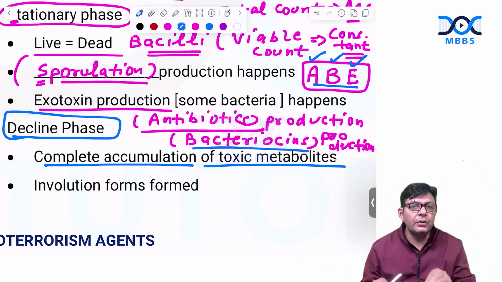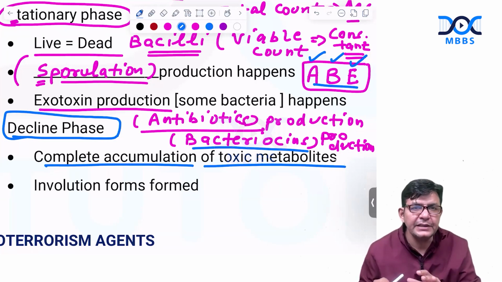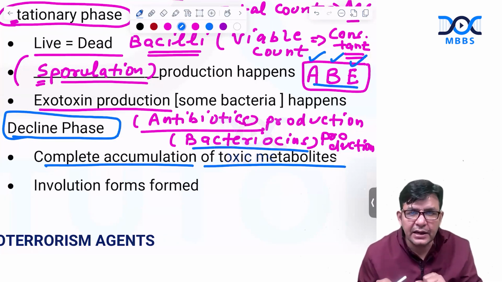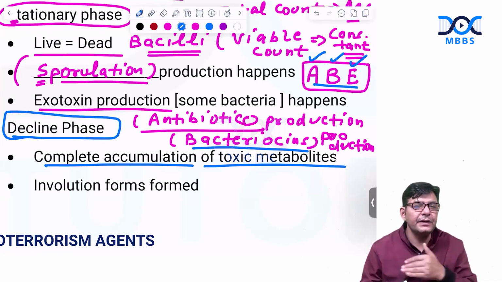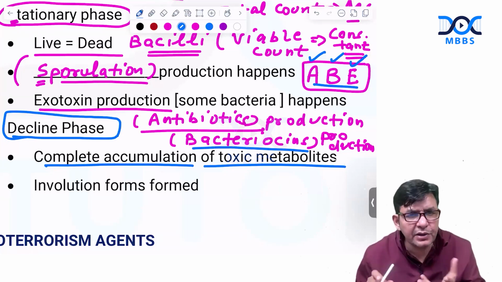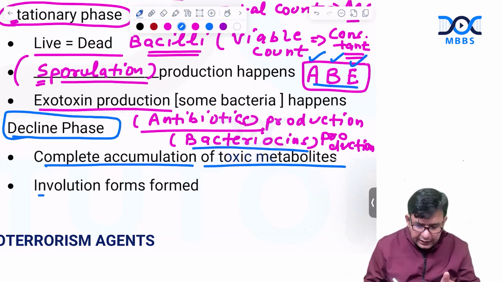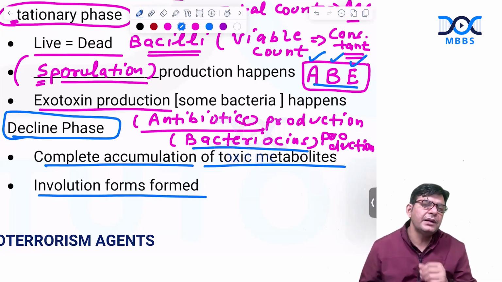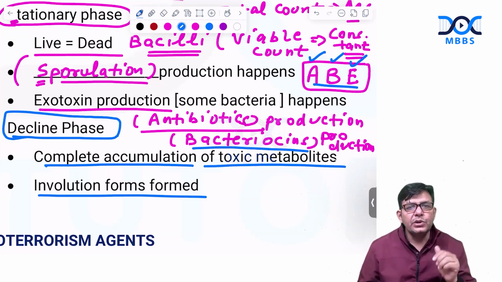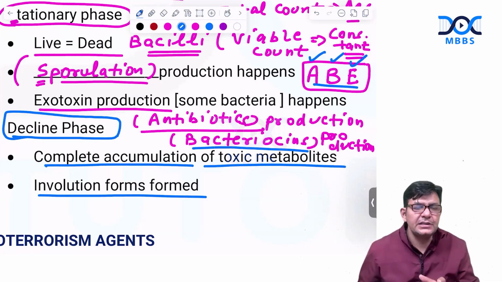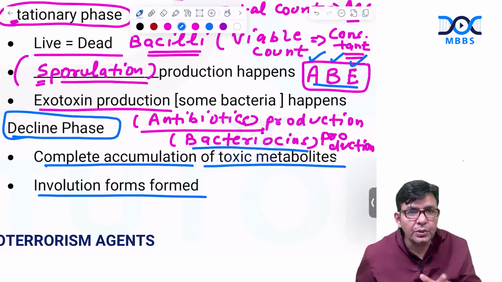So there is the complete accumulation of toxic metabolites. Because of it, they start dying. Obviously here the viable count decreases, and it can be zero also because it is a decline phase. Involution forms. Involution forms are those forms, if you remember, in Corynebacterium diphtheriae, there are certain granules like metachromatic granules, polymetaphosphate granules. So, involution forms are the last, desperate step of the bacteria to survive.